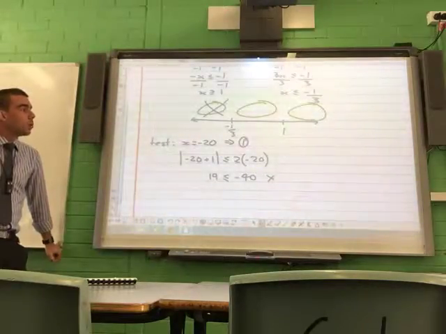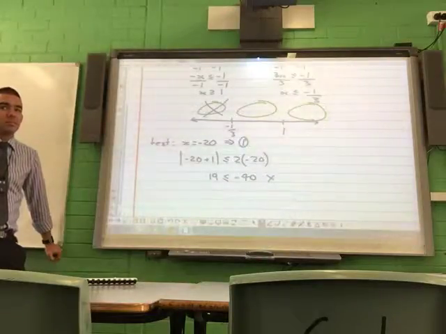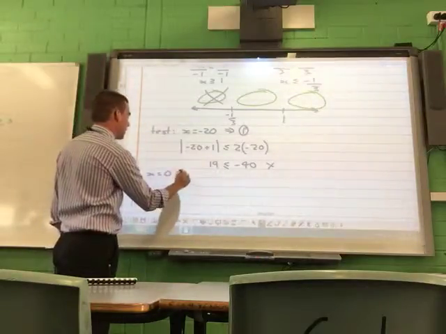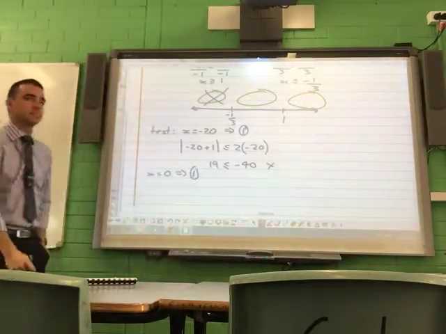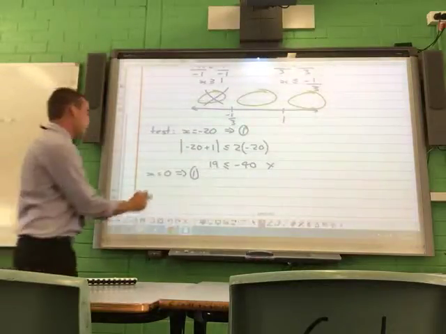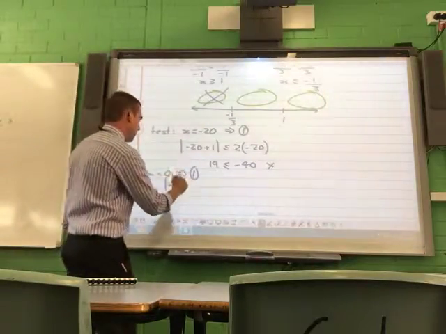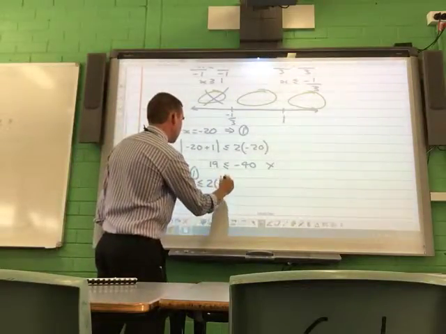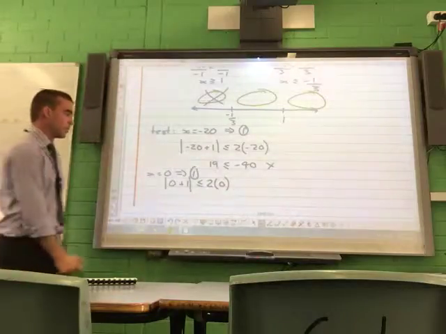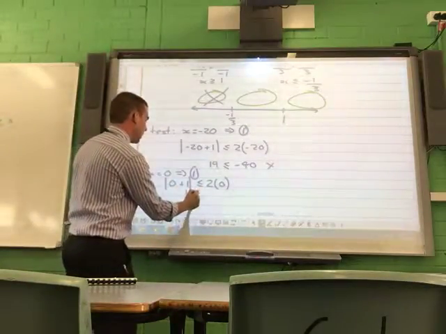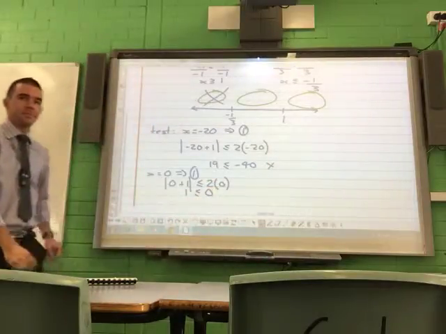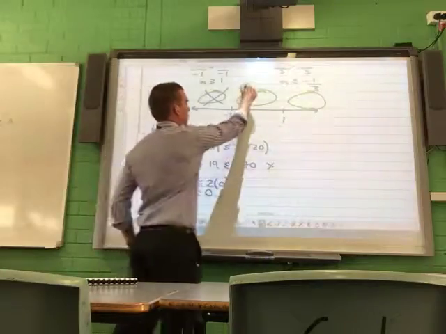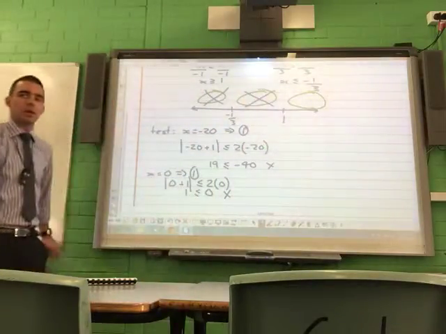Okay, between negative a third and 1. Alright, x equals 0 into 1. The absolute value of 0 plus 1, is it less than or equal to 2 lots of 0? Is 1 less than or equal to 0? No, so that one also does not work.